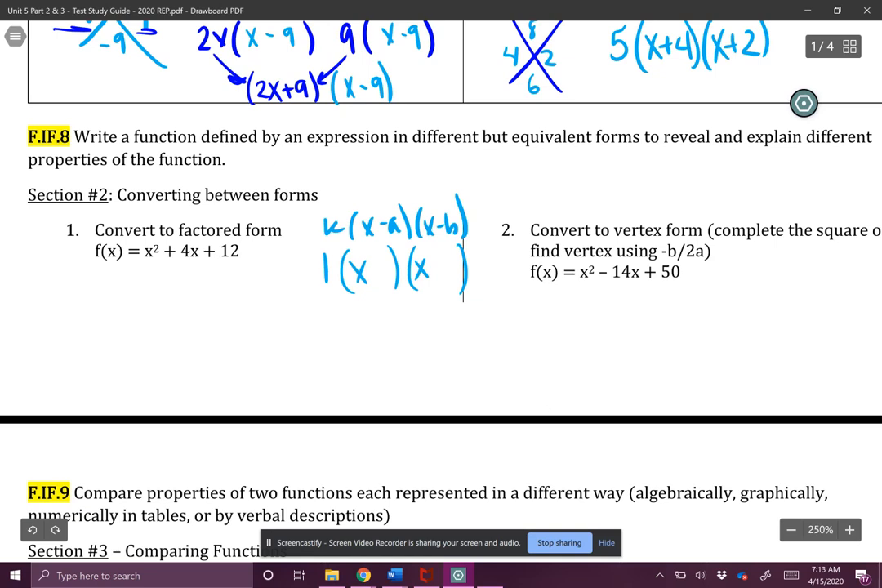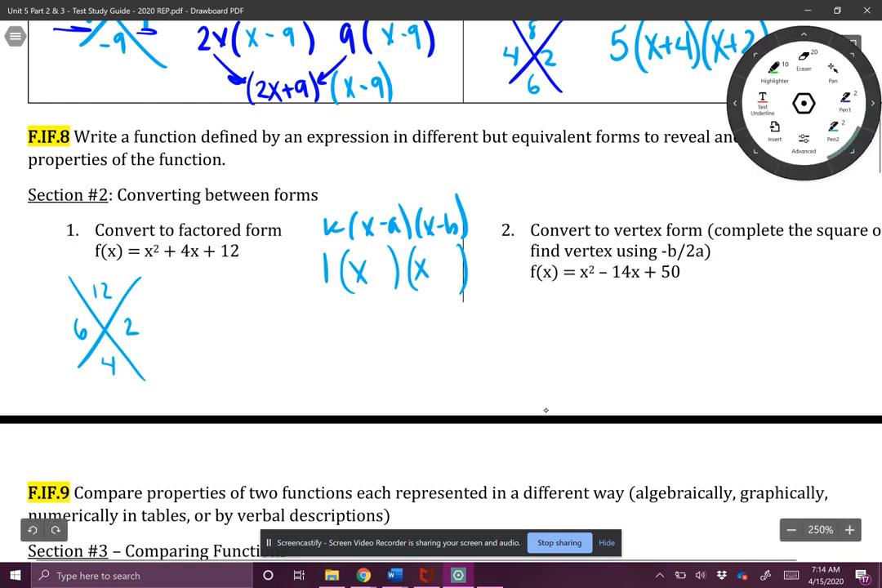So since our a value is equal to 1, let's go ahead and make our x model. We're looking for numbers that multiply to make 12, add together to make 4 in this case. So when we think about those two numbers, what we're going to have is a 6 and a 2. But the problem here is that 6 and 2 do not multiply to make, or add together to make 4. So I need to rethink about what I'm looking at right here.